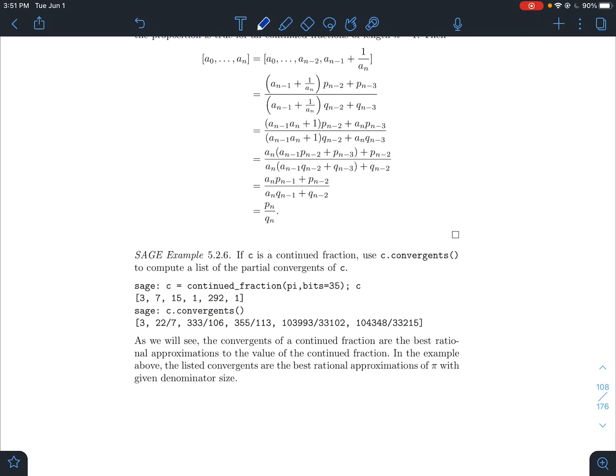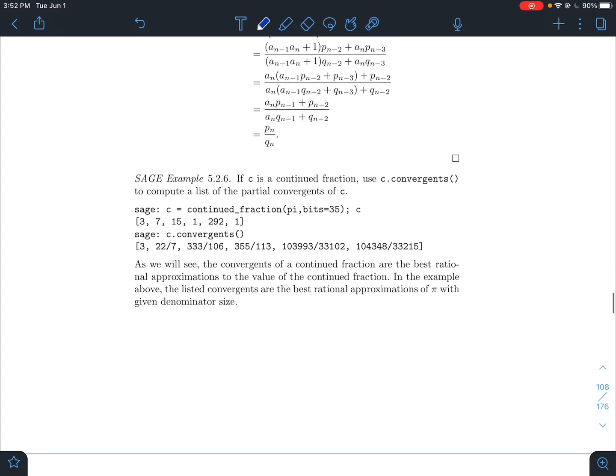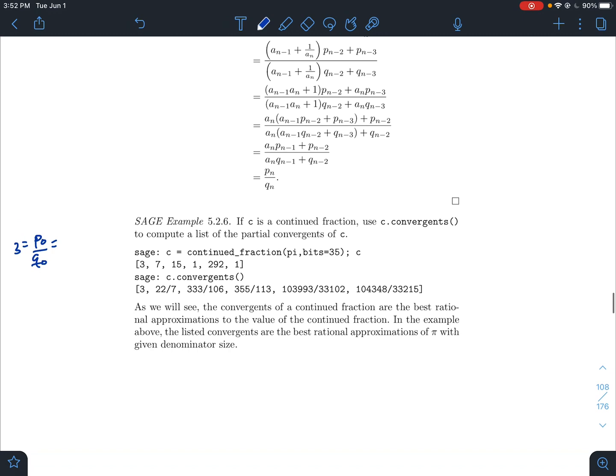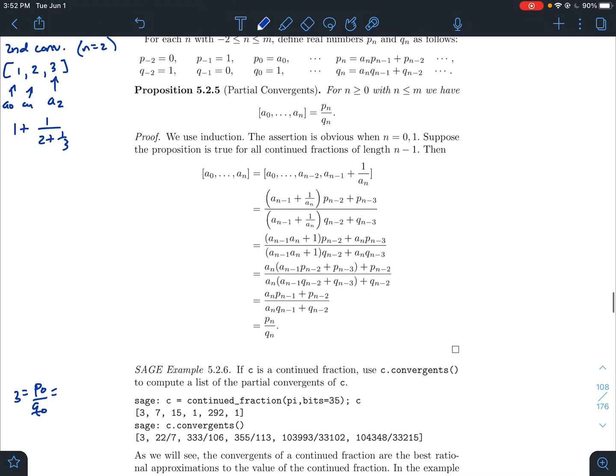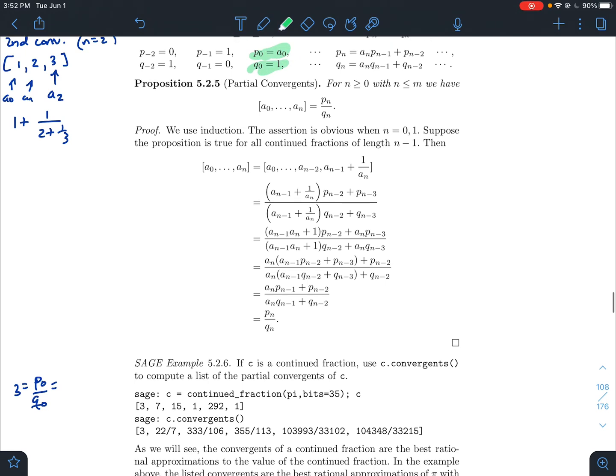So Sage has some built-in commands to tell me what the convergents actually are, and they're right here. All I want to do is illustrate what's going on. This 3 should be equal to P0 over Q0, because it's in that spot there. As far as P0 over Q0, if I go back up to my formulas, P0 should just be A0, and Q0 is 1.